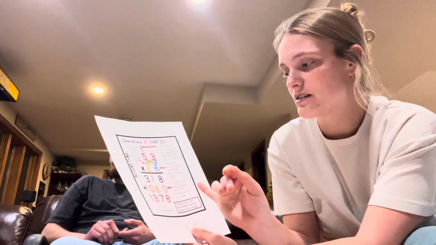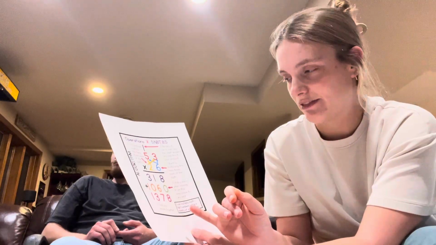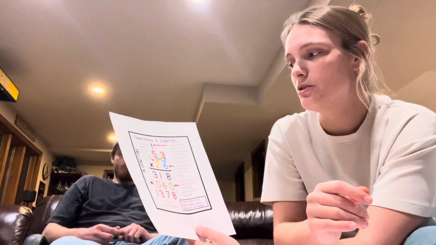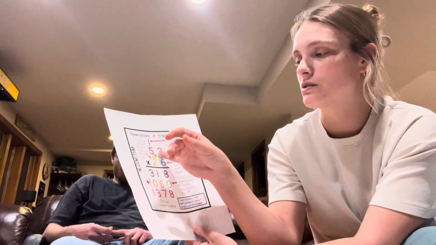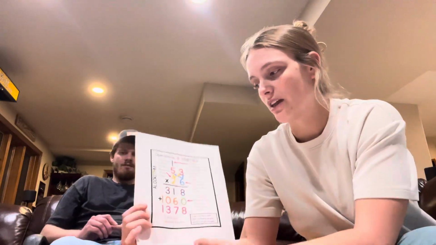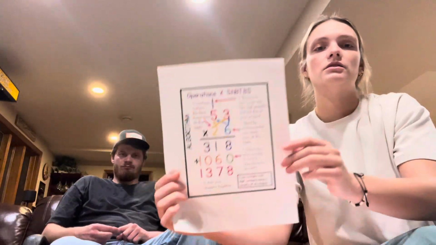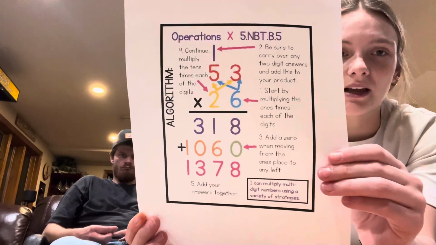And 3 is add a 0 when moving from the ones place to any left. So that would be right here. And 4 is continue multiplying the tens times each of the digits. So it would be the 2 times the 3, 2 times the 5. And then add your answers all together. So these are the answers, and then you add them all together to get your products. This will also be displayed on the wall for the students to go back and look at for extra help.